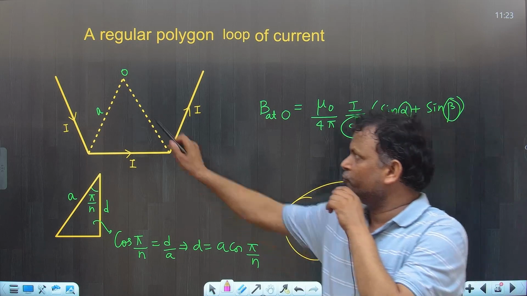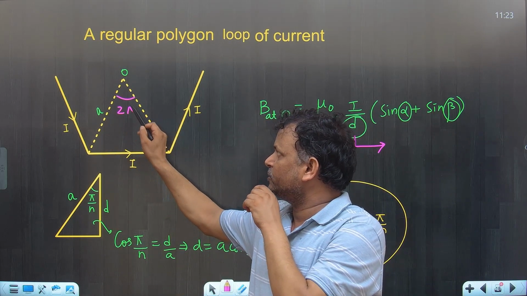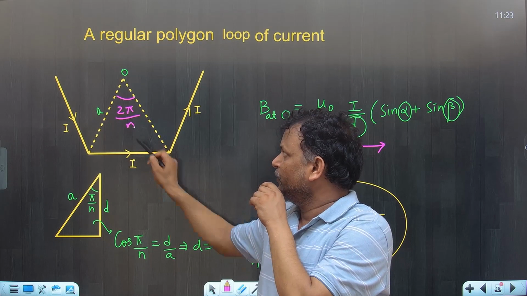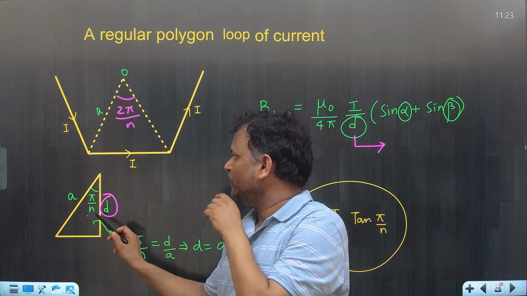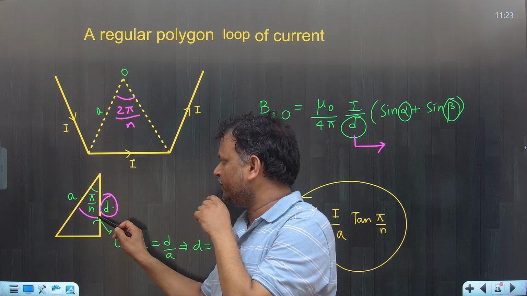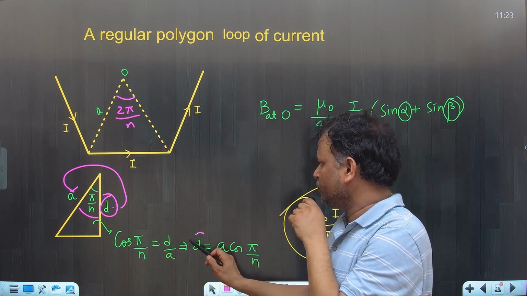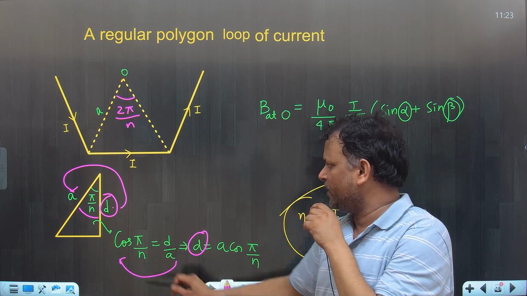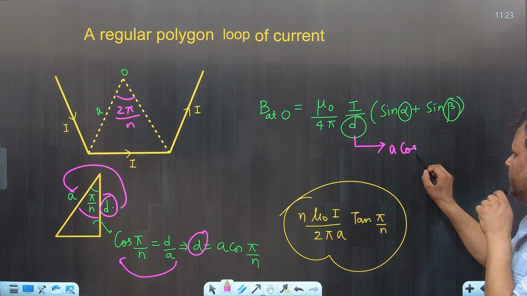So first of all, you should make a triangle here. This angle is obviously 2 pi by n, because this point is surrounded by n sides. So this angle is pi by n. This is d. This is a. To calculate d, you will use cos. Cos theta is base by hypotenuse. Cos pi by n is d by a. So d is a cos pi by n, right?